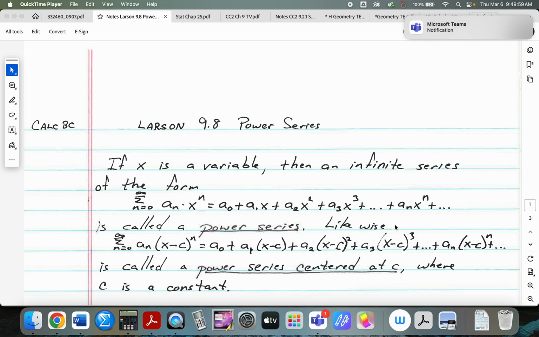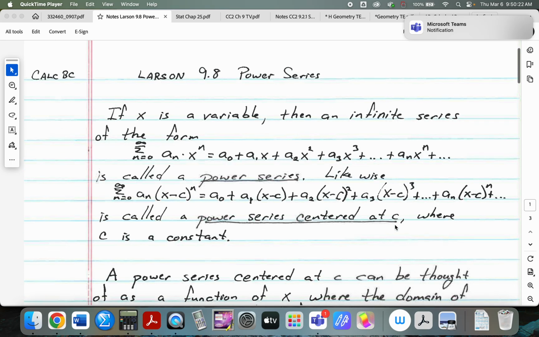Today we're going to start on power series. What we did in 9.7 were polynomials, but if you made any of those infinite, it would be a power series. So we're going to talk today about power series somewhat in general, not how you generate a power series. We'll talk more about that later.